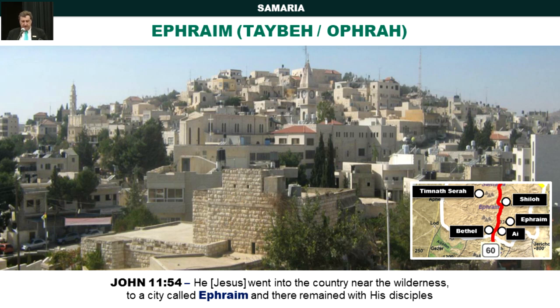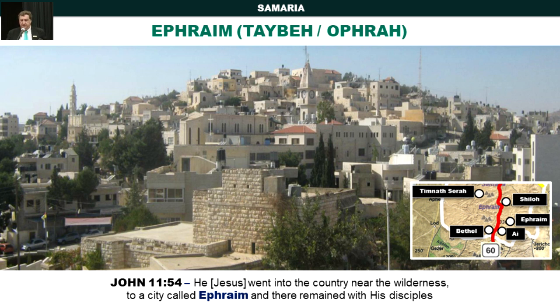Now, after Jesus raised Lazarus from the dead, the Pharisees and chief priests began plotting to put Jesus to death. So according to John 11:54, he went into the country near the wilderness to a city called Ephraim, and there remained with his disciples until his last Passover in Jerusalem.